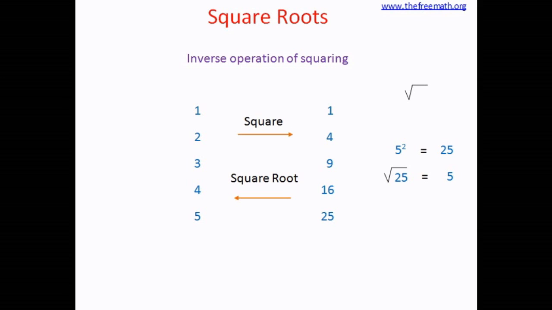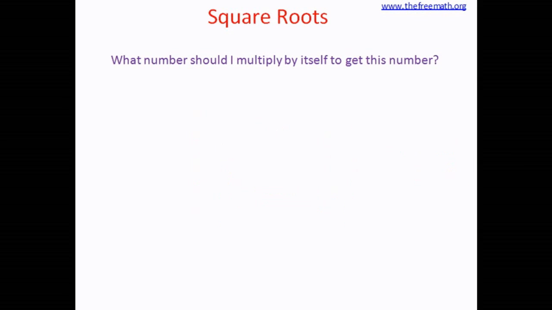How do you calculate a square root? This is what you should think. You should ask yourself, what number should I multiply by itself to get this number? For example, if you want to calculate the square root of 100, you should ask yourself, what number should I multiply by itself to get 100? Now what is that number? You know that 10 tens are 100. That means you should multiply 10 by 10 to get 100. That means 10 is the square root of 100.